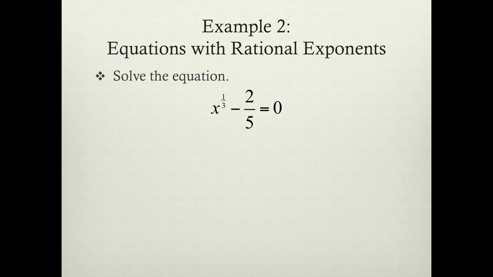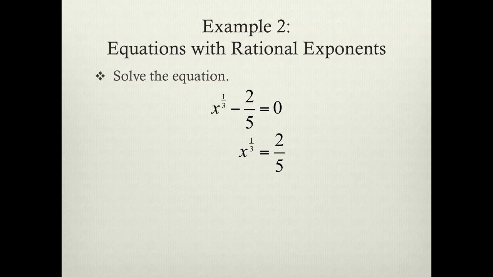So in this case, we need to get our exponent term isolated first. So that's going to mean adding the 2/5 to both sides. And here, if I multiply by the reciprocal, it is simply 3.